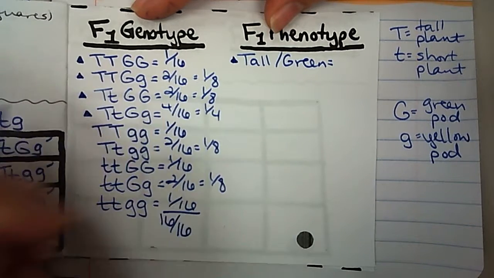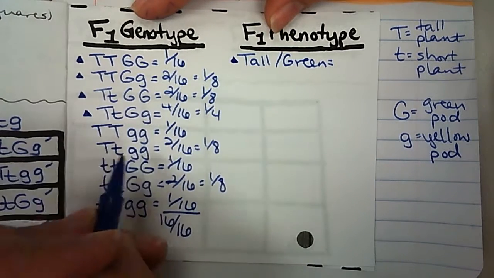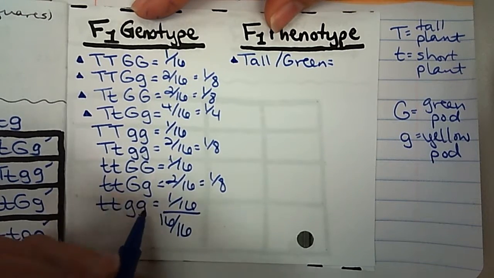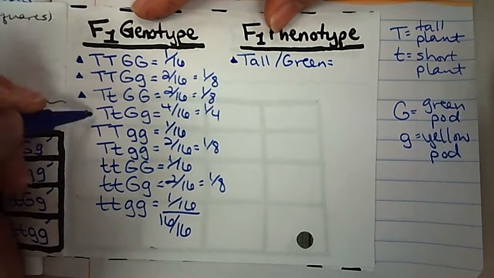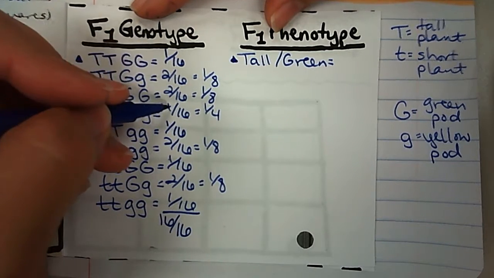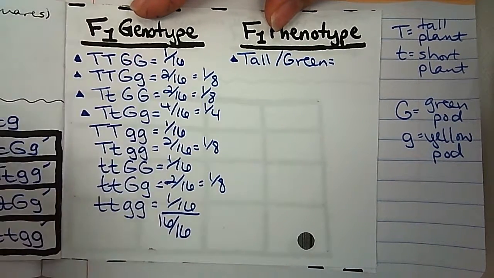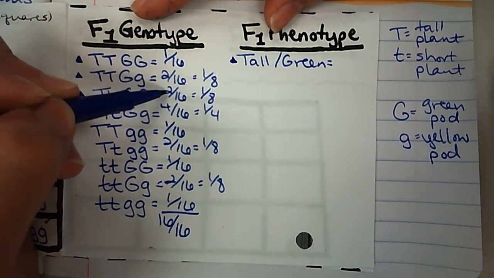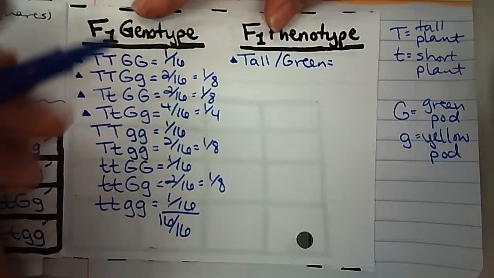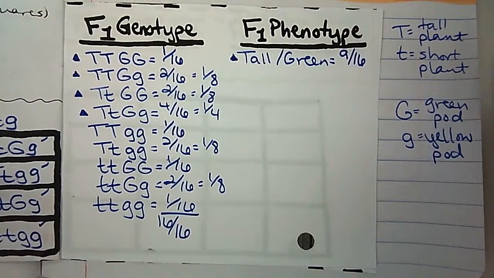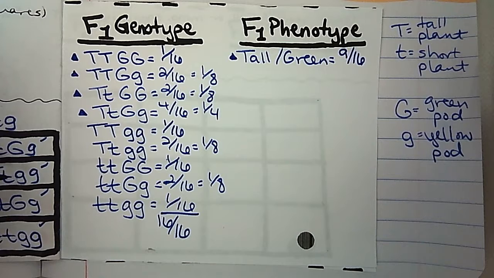Those are tall and green. Those are tall, but those are yellow. Tall, yellow, short, short, yellow. So all of my triangles, and I need to add them up. Well, it's not 4, because if you don't reduce in your head, then you have how many squares ended up being tall and green. So I have 1, 2, 3, 4, 5, 6, 7, 8, 9. So 9 out of 16 squares in my Punnett square were tall and green.